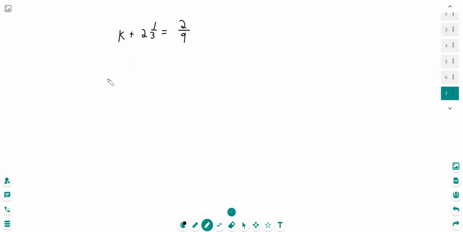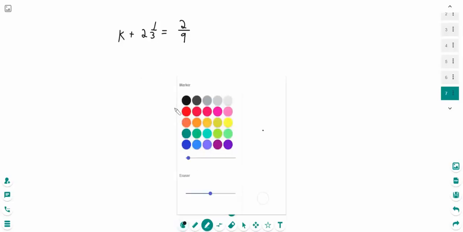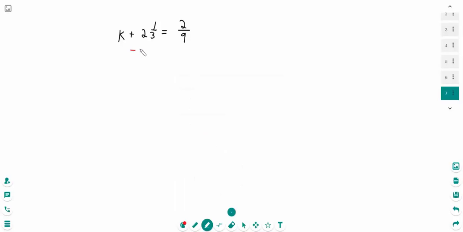So again, we're going to create an equivalent equation here. And how are we going to do that? By using that golden rule, which is that we can add anything to one side so long as we do it to the other side. And in this case, it makes sense to add a negative 2 1/3. I would also add a negative 2 1/3 on this side.